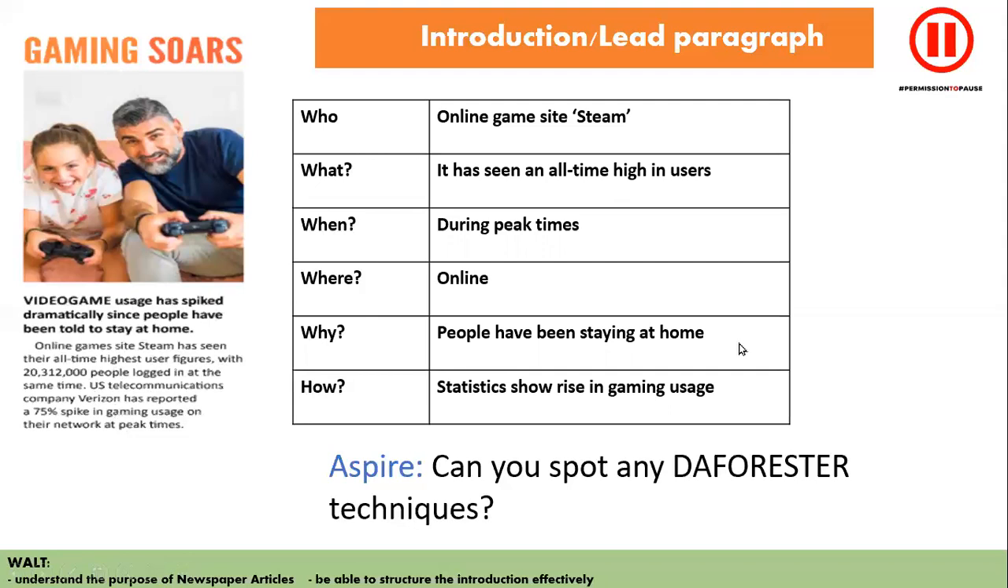Why are people playing video games more? Because they've been having to stay at home and locked down. And how do we know that all of these things, that there's been a spike? We know by the statistics. So we know by the number of people that have logged on and the 75% spike. You can pause again and see if you can spot any De Forester techniques in the article.